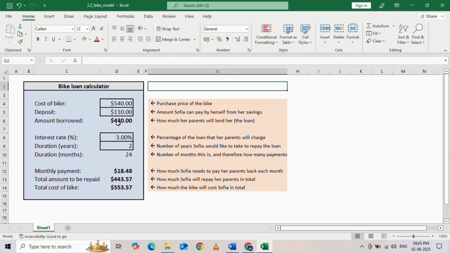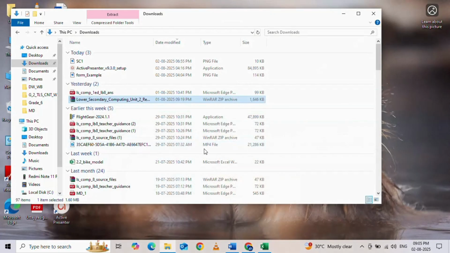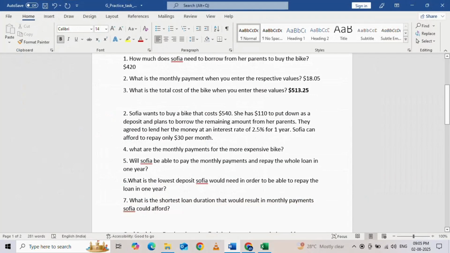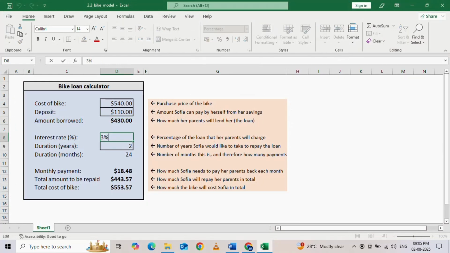Here she needs to take $430 from her parents, and for these cells also I think the values might have changed. And the interest rate is 2.5%, and the time period is 1 year. Let us change these values also with respect to the values they have provided. The interest rate is 2.5%, and the duration is 1 year. And all these cells are updated according to the calculations.